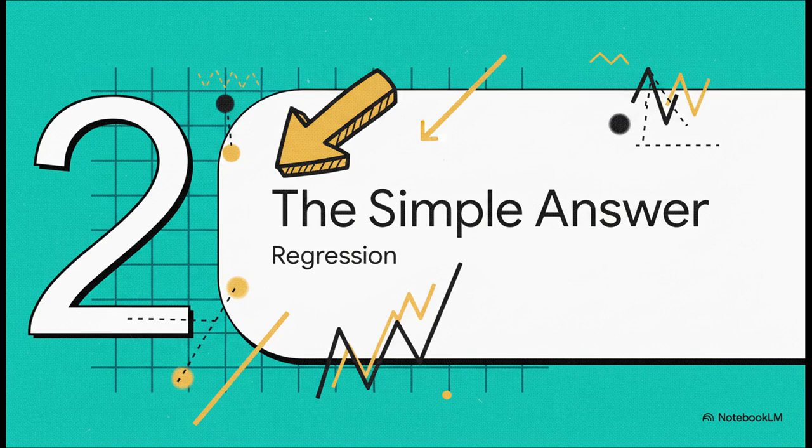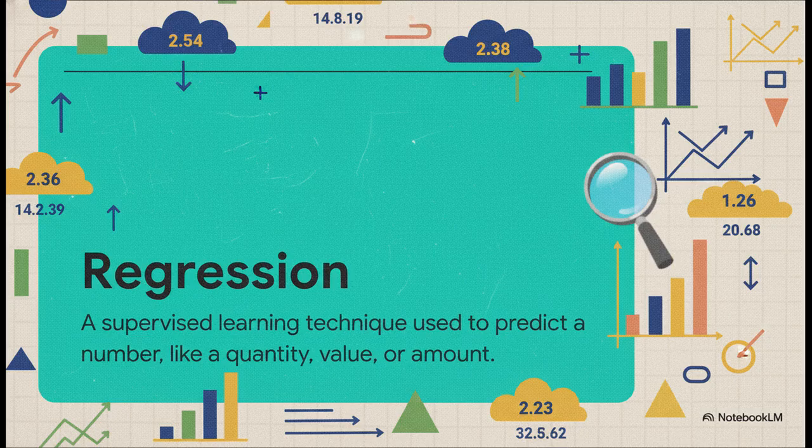So, how do we actually solve this? Well, the simple and honestly kind of elegant answer is a technique called regression. It's often the very first model people learn when they get into machine learning, and there's a really good reason for that. Okay, let's break that definition down.